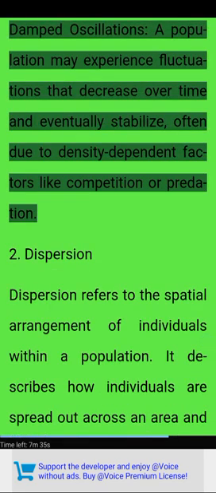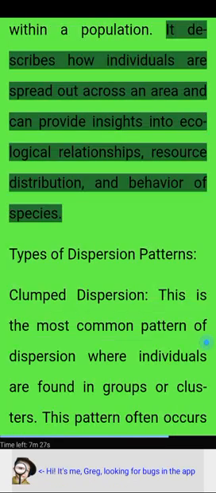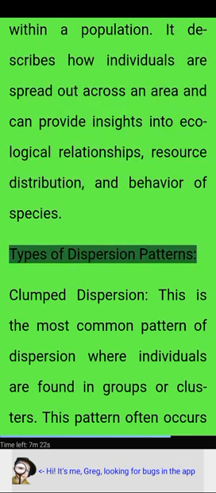Damped oscillations. A population may experience fluctuations that decrease over time and eventually stabilize, often due to density-dependent factors like competition or predation. 2. Dispersion. Dispersion refers to the spatial arrangement of individuals within a population. It describes how individuals are spread out across an area and can provide insights into ecological relationships, resource distribution, and behavior of species. Types of dispersion patterns.